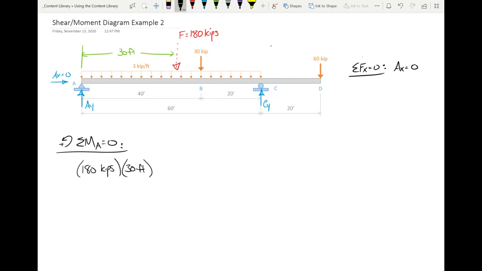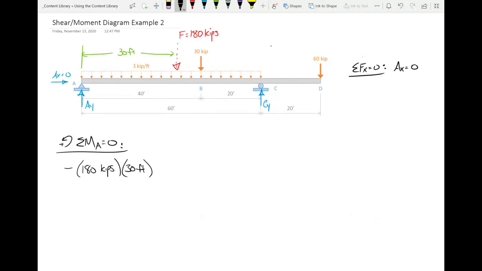There we go, negative, because it's rotating about A clockwise. Put your finger at A and imagine that A is the center of the steering wheel. If I put a force, 180 kips, 30 feet away from the center of the steering wheel, how's the wheel going to turn? It's going to turn clockwise.